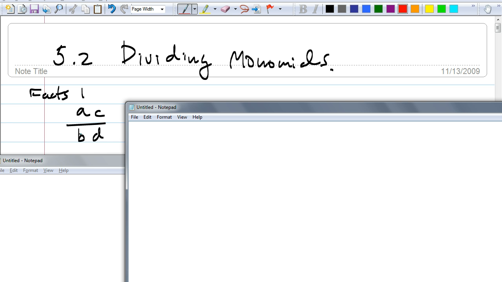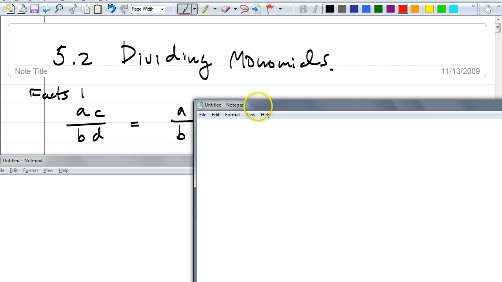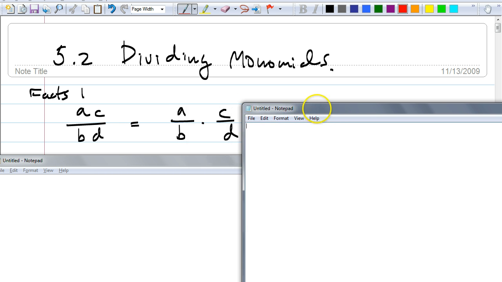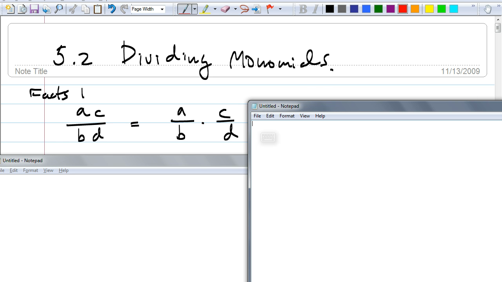But is there a way to rewrite AC over BD as a product of two fractions? Yeah. AC over 1 times 1 over BD. Also, could I write it as AB over something? AB times what? CD. Yeah, that's what I meant. Very good. And of course you could do it that way, AC over 1 times 1 over BD, same thing. But you could separate it as A over B times C over D.